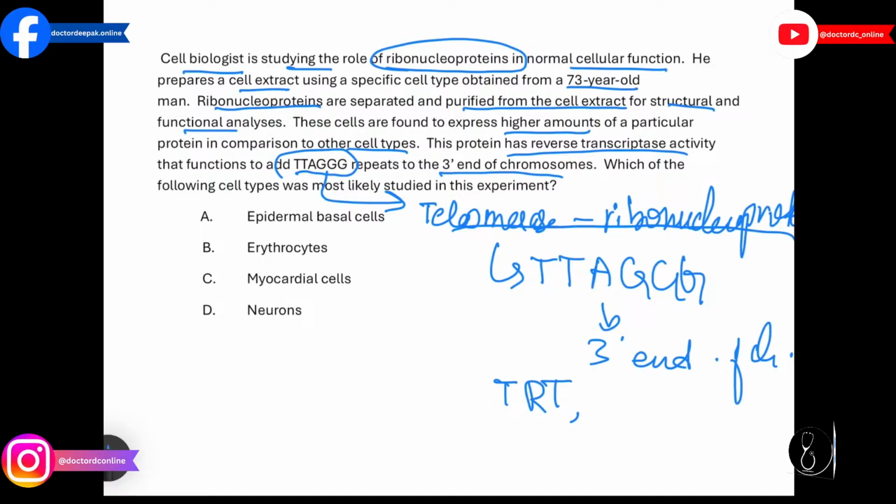Telomere shortening happens every time a cell divides. In somatic cells like neurons, pancreatic beta cells, and myocardial cells, the telomeres are short. Most differentiated somatic cells have short telomeres, and the telomere shortens with every cell division. In every cell division, it becomes shorter.